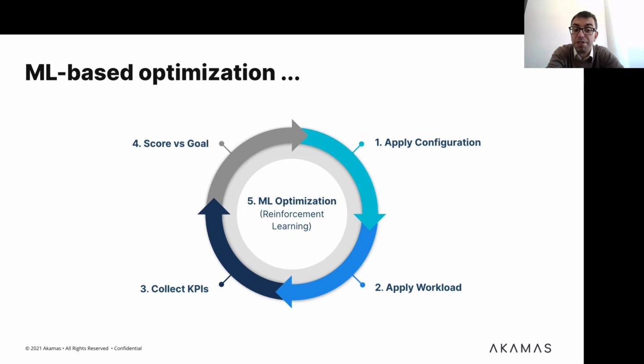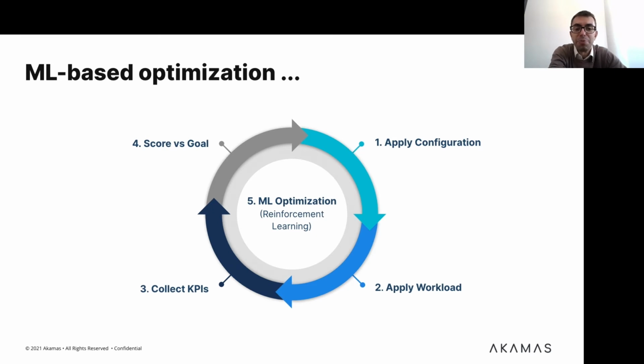The last step is where machine learning kicks in by taking the score of the tested configuration as input and by producing as output the most promising configuration to be tested in the next iteration of the same process. In a relatively short amount of time, the machine learning algorithms learn the dependency between the configuration and the system behavior, thus identifying better and better configurations.